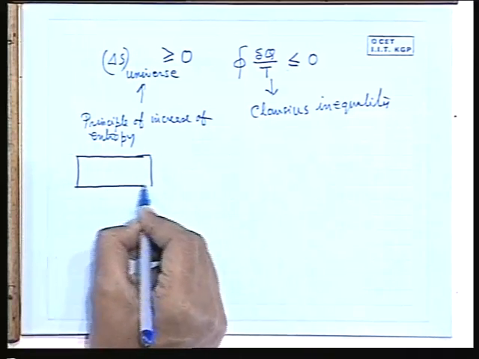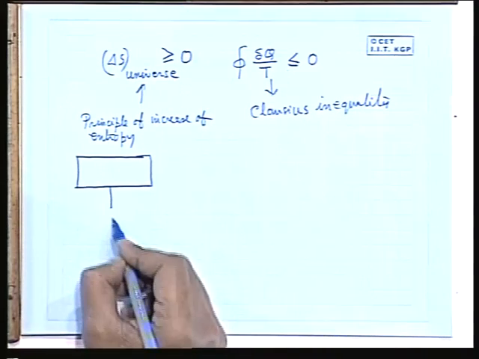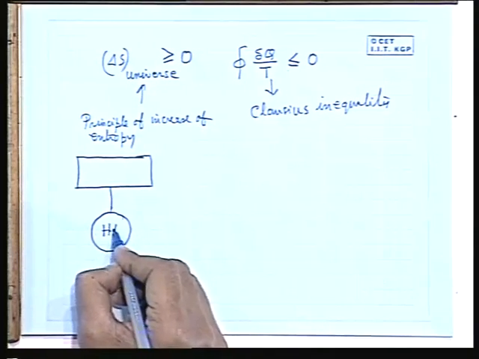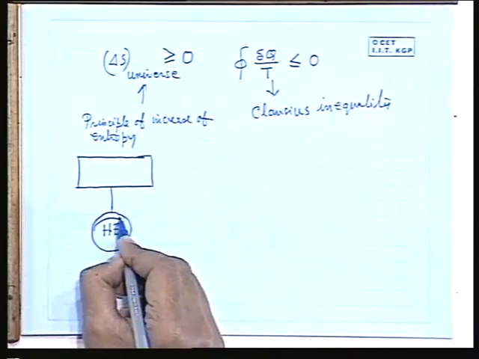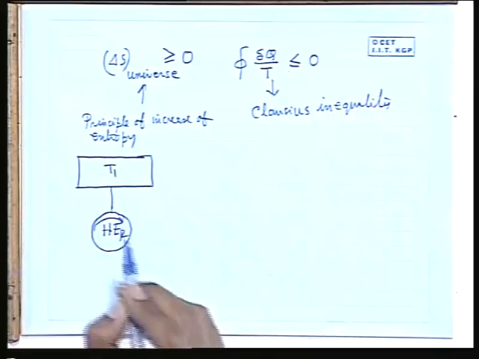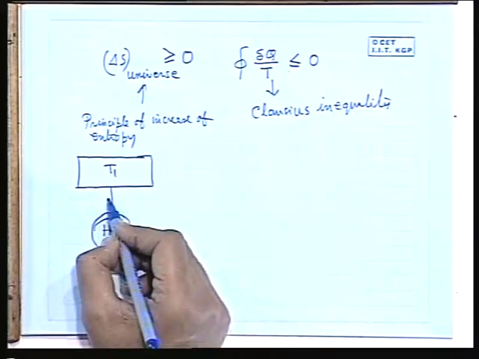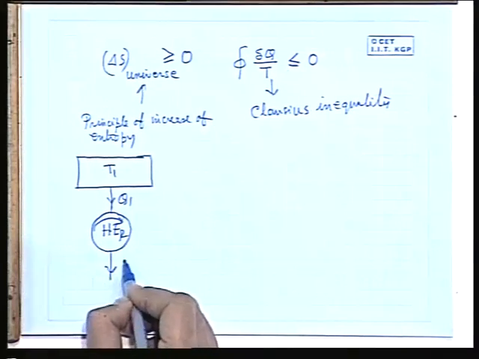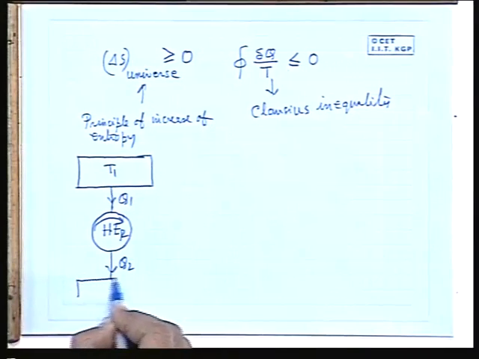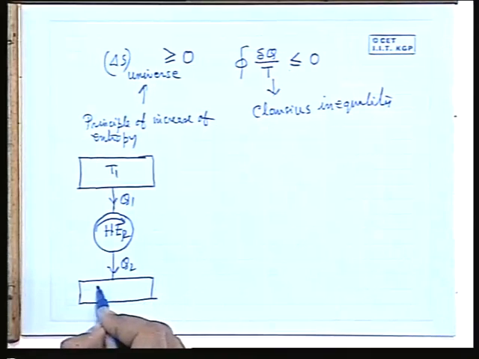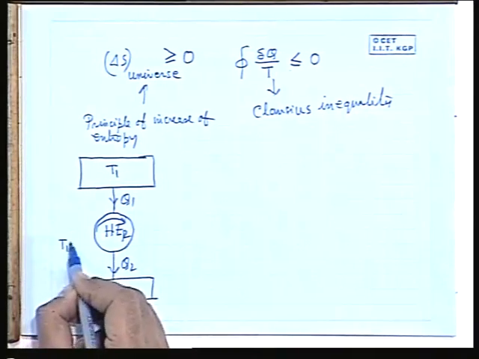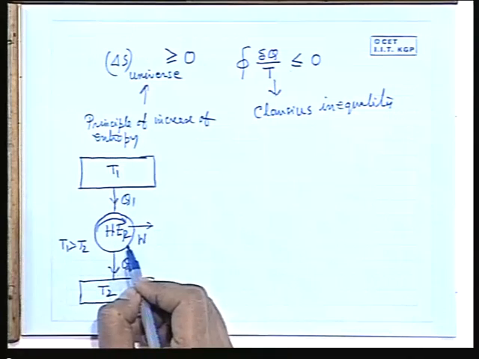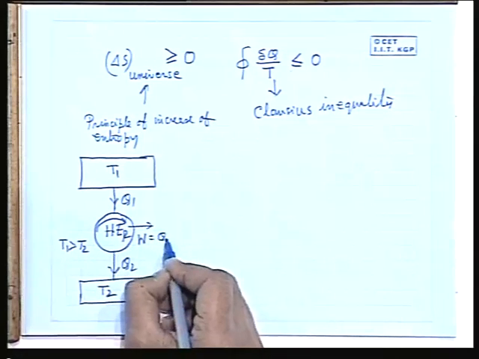Let us consider a heat engine, a reversible heat engine. Let us consider a thermal reservoir at high temperature T1, which gives heat Q1, and the engine rejects heat continuously, the amount Q2, to a thermal reservoir at T2, where T1 is greater than T2. It respects the first law and second law, and W is Q1 minus Q2.